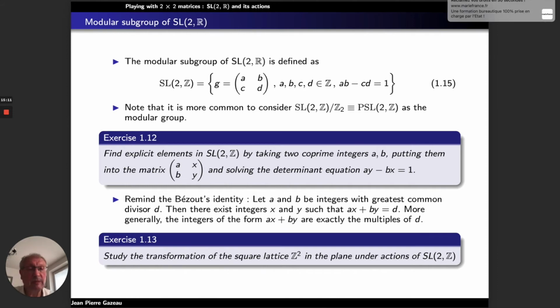Next exercise, study the transformation of the square lattice Z2 in the plane under action of SL2Z.